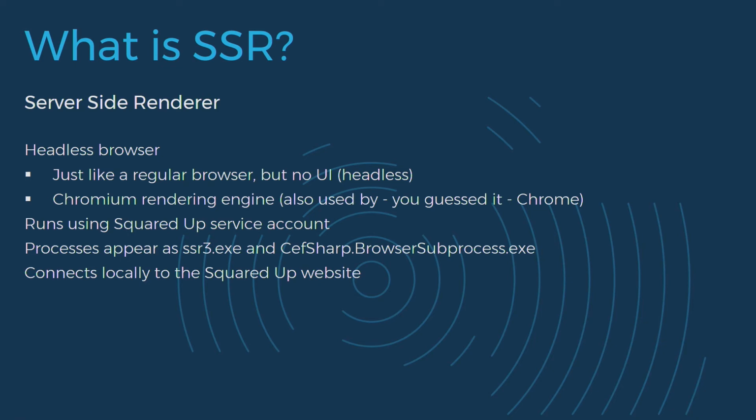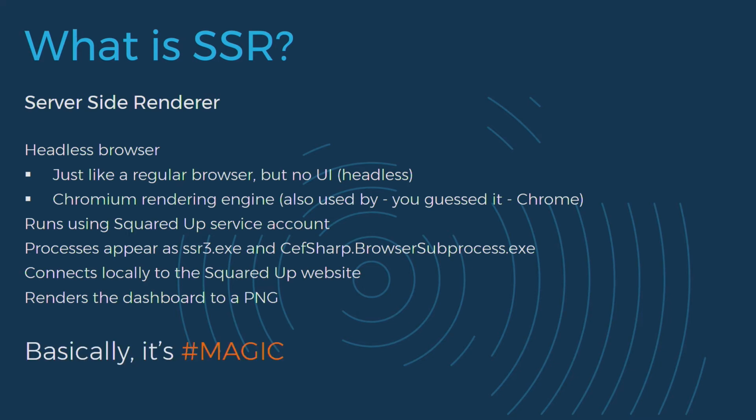Yep. So this SSR connects back to the local Squared Up website. So it is happening entirely locally. Essentially, it's connecting to localhost, renders the dashboard to a PNG and dumps it into the cache. Basically, it's magic. This is where it all happens, and it's this technology that really allows us to serve up open access dashboards. It's pretty clever stuff. Essentially you've got a full browser running there, just in the background, rendering your dashboard to an image.